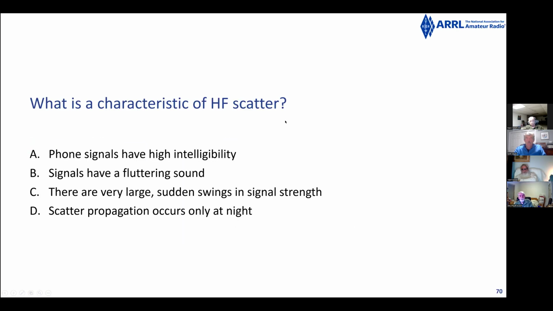Okay, questions, and then we're done. What is a characteristic of HF scatter? A, phone signals have high intelligibility. B, signals have a fluttering sound. C, there are large sudden swings in signal strengths. Or D, scatter propagation occurs only at night. Guesses, anyone? You mentioned fluttering earlier, so I'm going to go with B. That's right. It's letter B, fluttering.